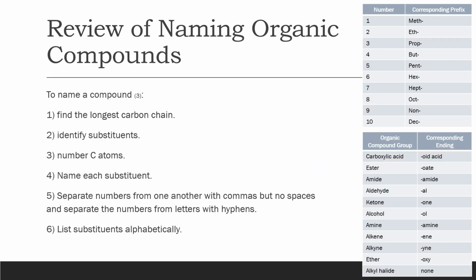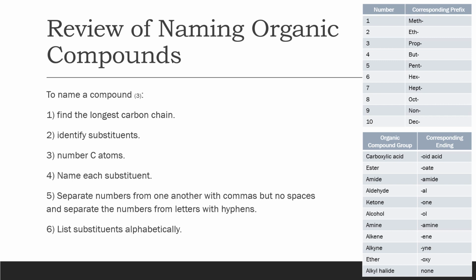Let's do a quick review of naming organic compounds. The following rules enable us to name branch-chained hydrocarbons unambiguously if we apply the rules in sequence. 1. Identify the longest carbon chain. Then identify substituents. Number the carbons to have the substituents at the lowest possible numbers. Name each substituent according to its chemical identity and the number of the carbon atom at which it is attached. Separate numbers from one another with commas but no spaces, and separate the numbers from letters with hyphens. Lastly, list all substituents alphabetically by name.